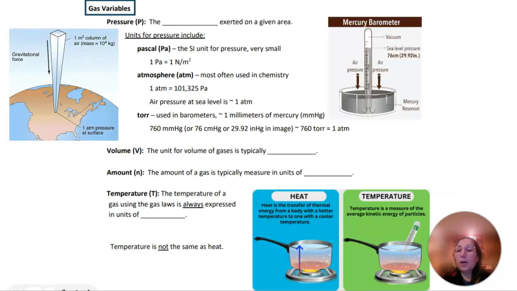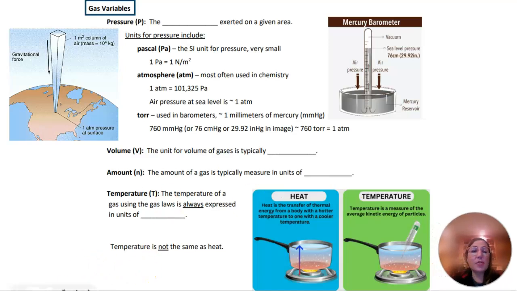Okay, so I promised we'd get into gas variables next. So what are the key gas variables? Pressure, volume, amount of gas that we call n, and temperature. Okay, so pressure's symbol is going to be P. Pressure is just the force exerted on a given area, so force per unit area. Some units of pressure can be the pascal. This is our SI, or International Unit for Pressure.